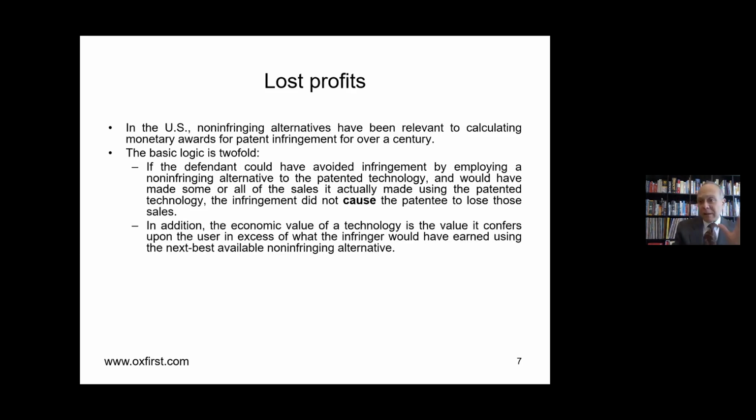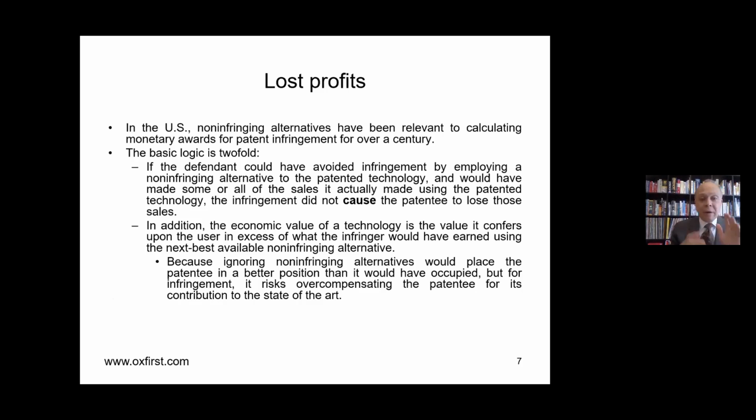And then a slightly different way of thinking about it, from a more economic perspective, is that the economic value of a technology is the value the technology confers upon the user in excess of what the infringer would have earned using the next best available non-infringing alternative. That is the economic value of the technology. And so for both of these reasons, ignoring non-infringing alternatives would place the patentee in a better position than the patentee would have occupied but for the infringement, and would risk overcompensating the patentee for its contribution to the state of the art.